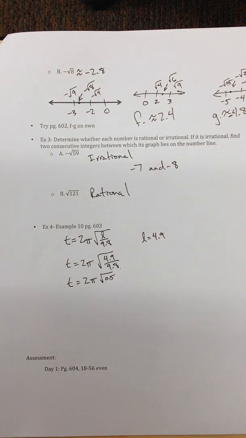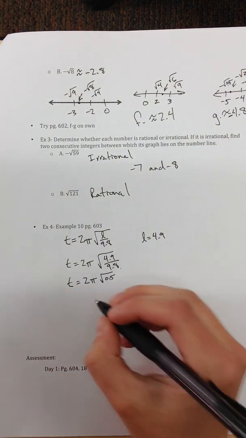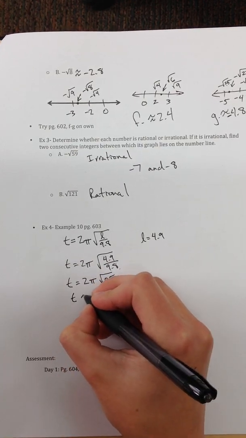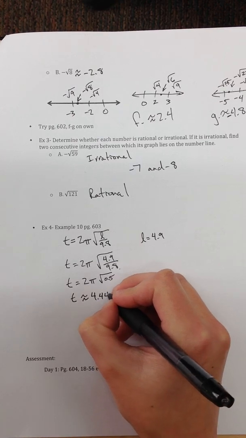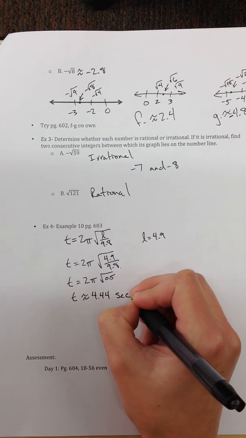4.4288, all that stuff. So I don't know if it tells us what we're supposed to round to here, but let's just round to hundredths. So let's go t is approximately equal to 4.44, and we are measuring this in seconds.